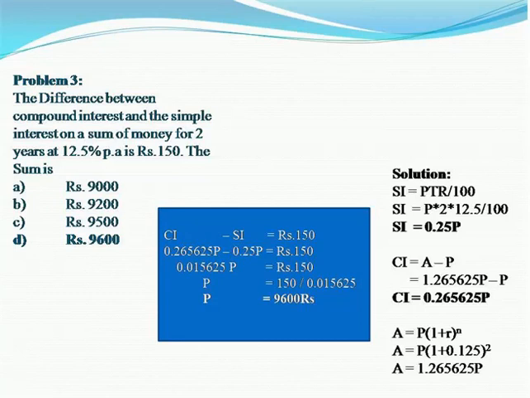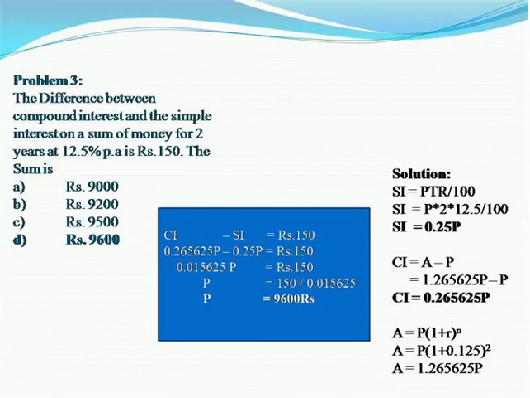Now substituting this amount of SI which comes to 0.25P and CI which comes to 0.265625P and finding out the difference between the both, we know that it is 150 rupees. So therefore CI minus SI is equal to 150 rupees. So we have already found out CI to be 0.265625P minus 0.25P, which comes to rupees 150.